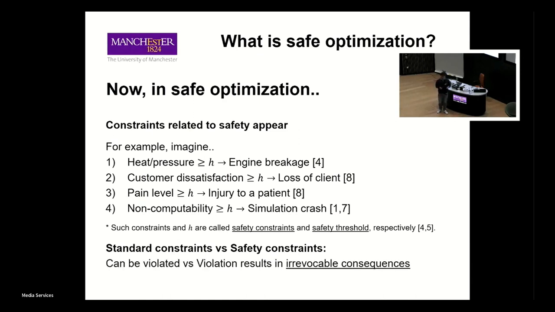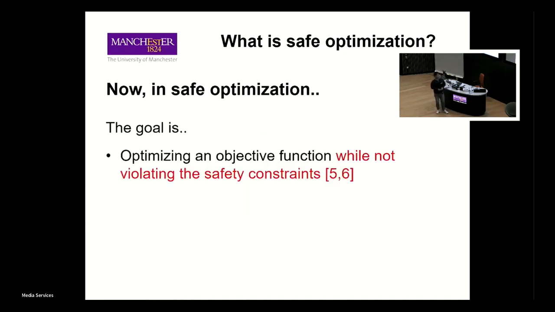So what is the main difference between standard constraints and safety constraints? Usually, standard constraints can be violated. You can just find that, oh, it is not feasible, for example. However, if you violate safety constraints, it results in irrevocable consequences, like engine breakage or customer loss. So in safe optimization, the goal is optimizing an objective function while not violating the safety constraints.